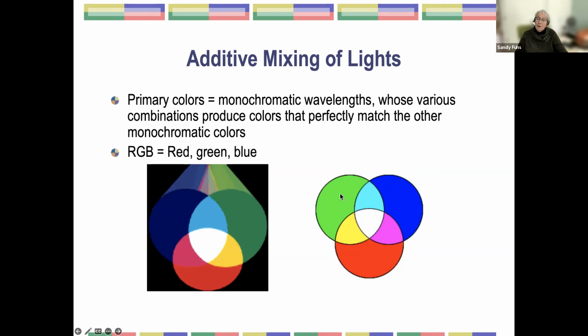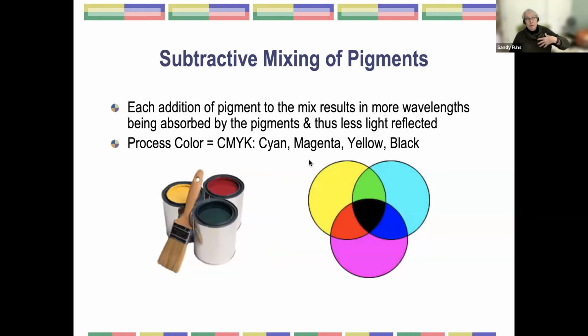If I overlap the green and blue, it's funny, but it makes cyan. Green and red make yellow. Red and blue make magenta. So this is additive light, light that is projected at you. So think of your monitor or some type of a projection screen.